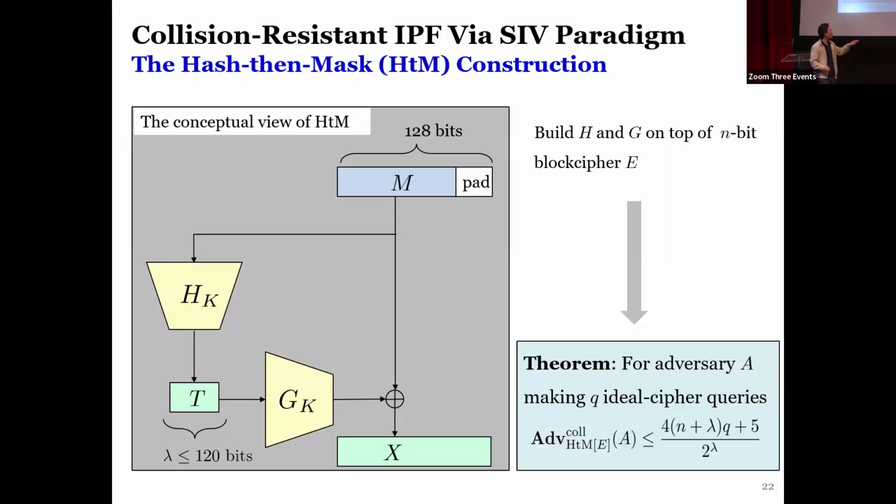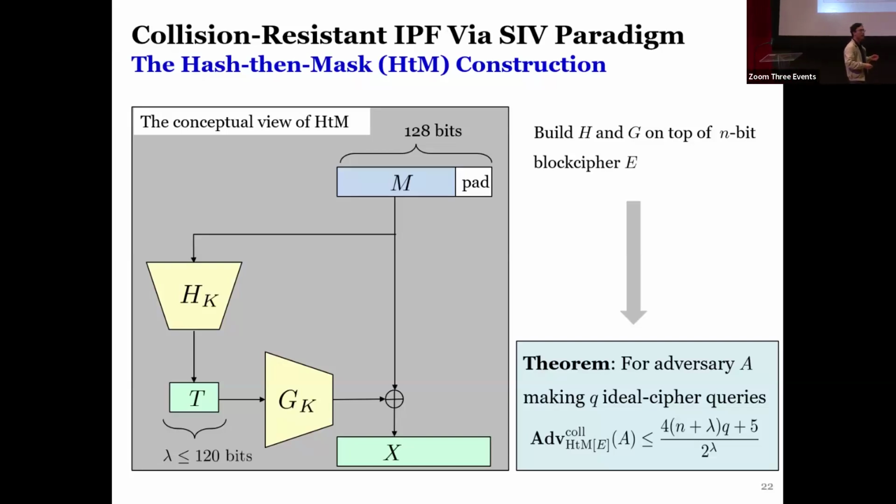If you model the block cipher as an ideal cipher, and the tag length is lambda bits, then you have nearly lambda bits of collision resistance. And lambda is not 128 bits because we need to pad the tag for domain separation, but it is close. So overall, the collision resistance is nearly 128 bits.